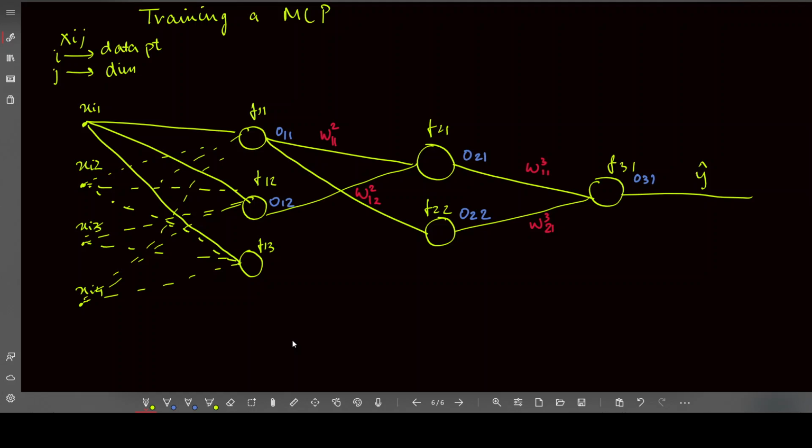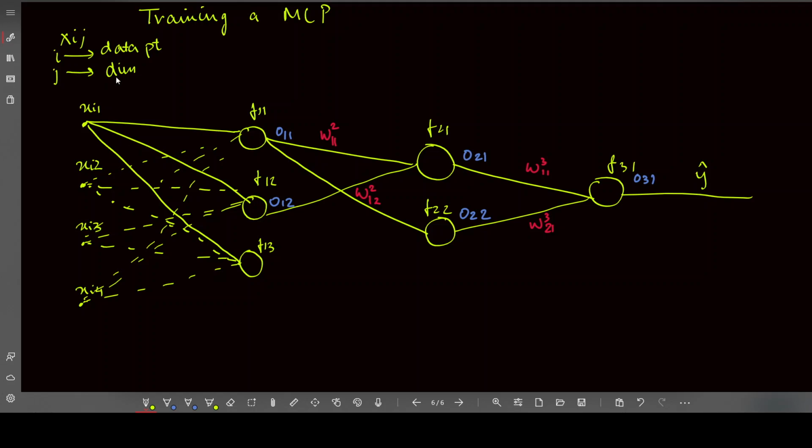It's very easy. Okay, all I'm going to do is apply the chain rule from your higher order calculus that you learned in school, right? That's all I'm going to do, and that's all that training a multi-layered perceptron or a deep neural net is all about. So let me first explain what's going on over here.